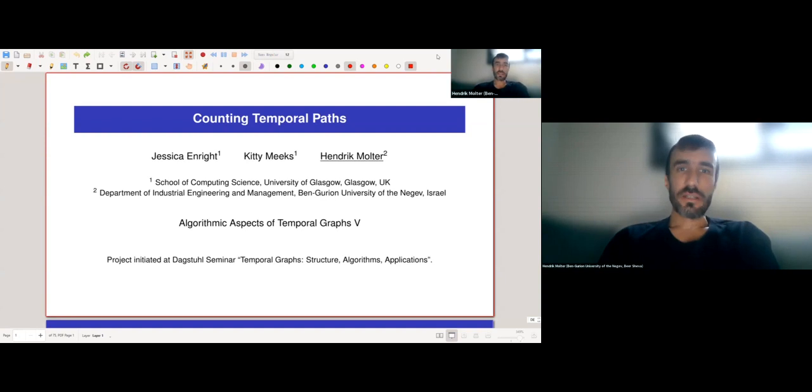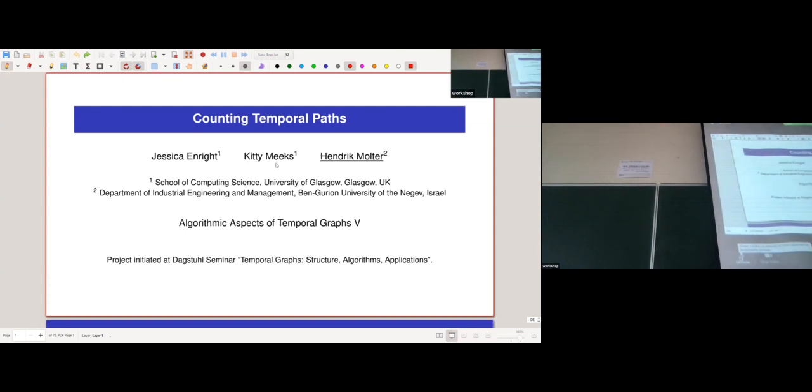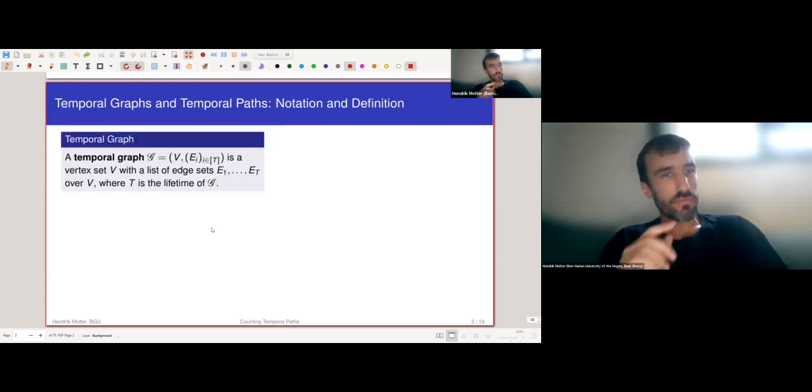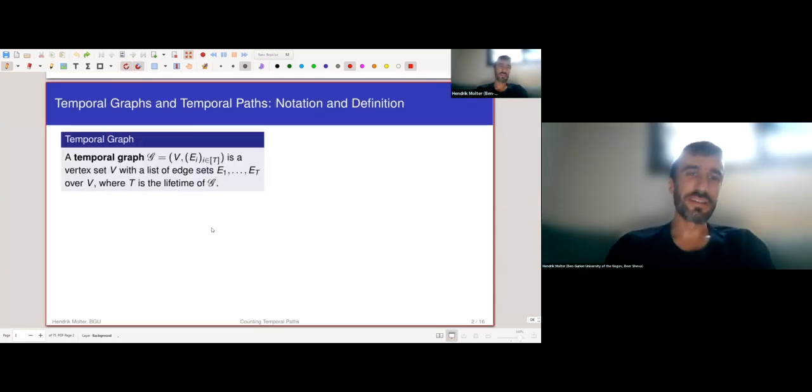Thank you. So I'm going to talk a little bit about counting temporal paths, and this is joint work with Jessica and Kitty from Glasgow University. And just to start off, I want to briefly give the model that we use, even though it's pretty much the same as before, but just so you know the notation that I'm going to use.